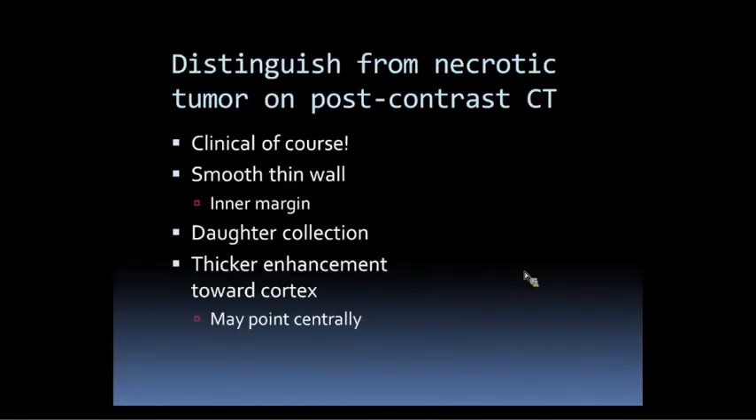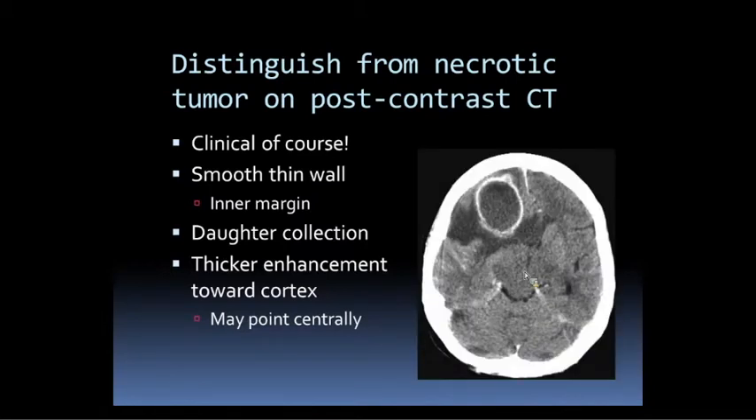But with contrast, you can definitely make the suggestion that you're dealing with an abscess rather than a tumor. So here, some of the things that we see are a smooth, thin wall, and particularly the inner margin. If you have a long-standing abscess, the outer margin can start to become thick over time, but the inner margin here always stays smooth.